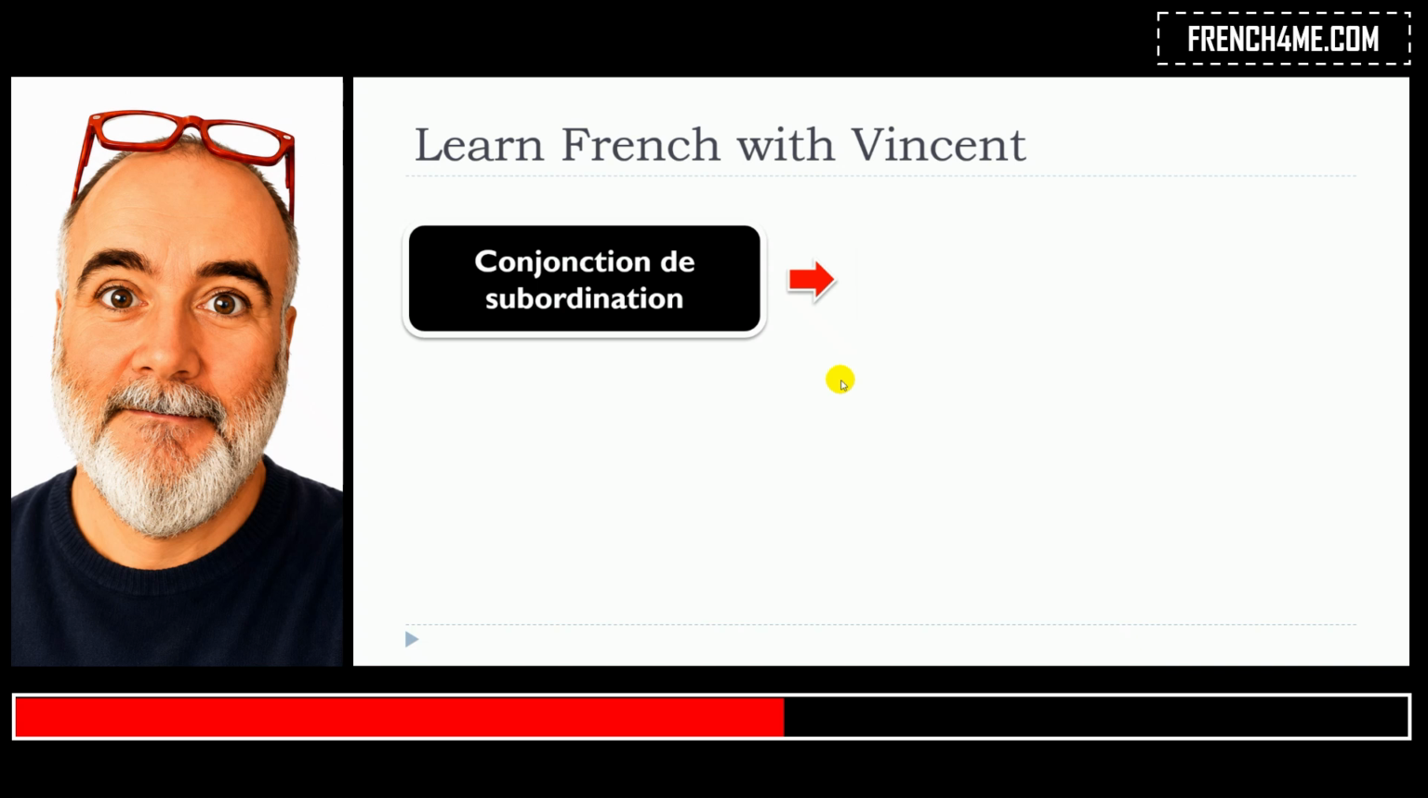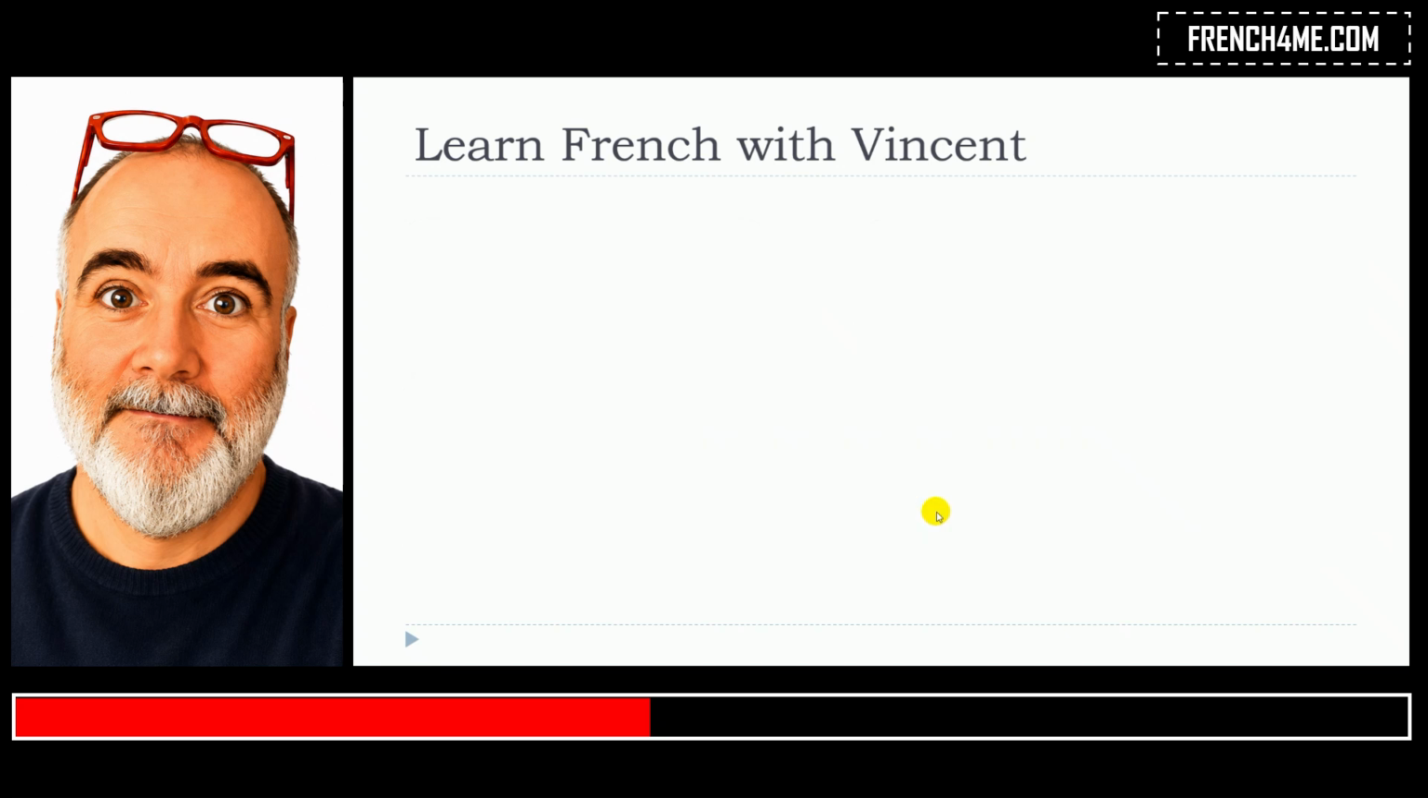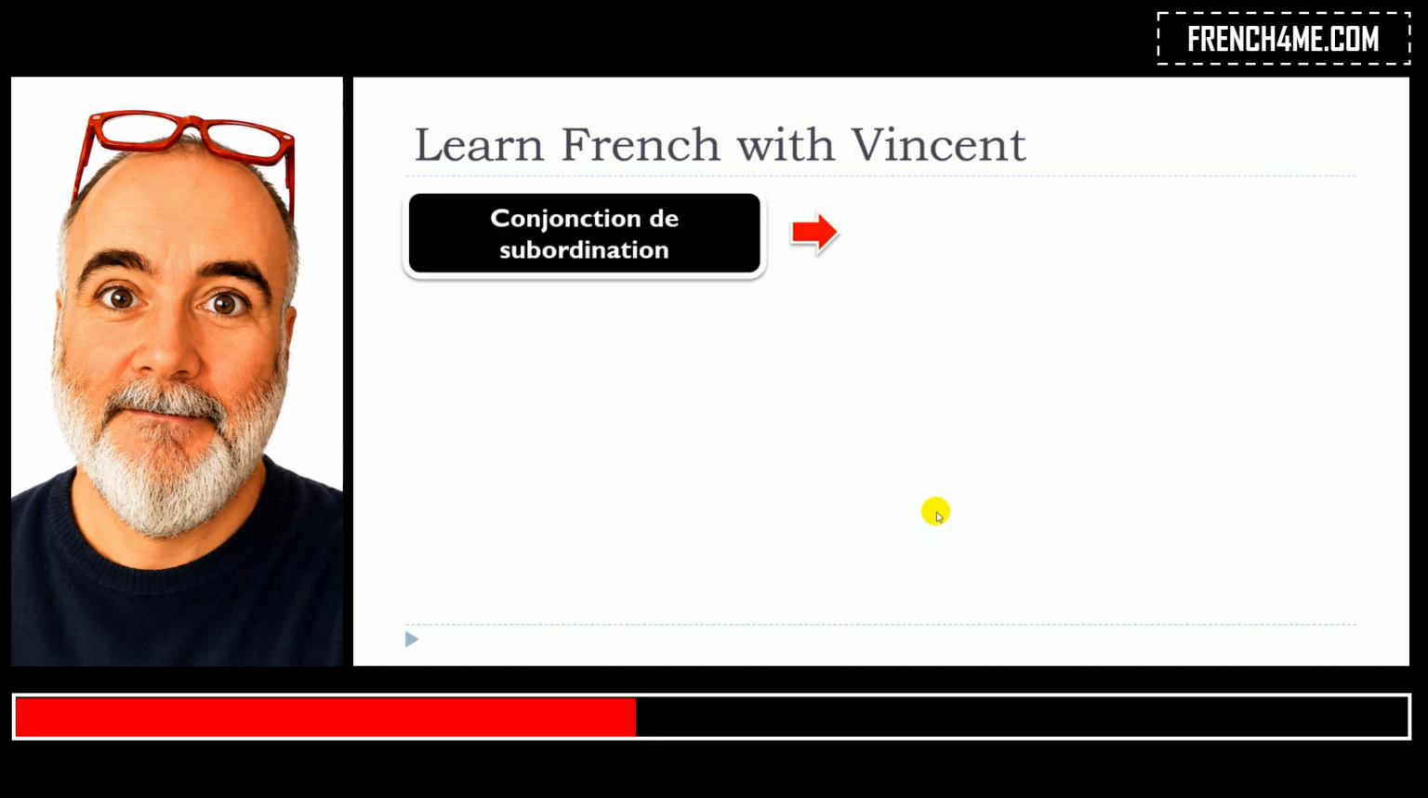So, this lesson is about de façon que. And the conjunction de façon que can be translated into various ways in English, including so that, in a way that, and such that. So we will see some examples with de façon que.